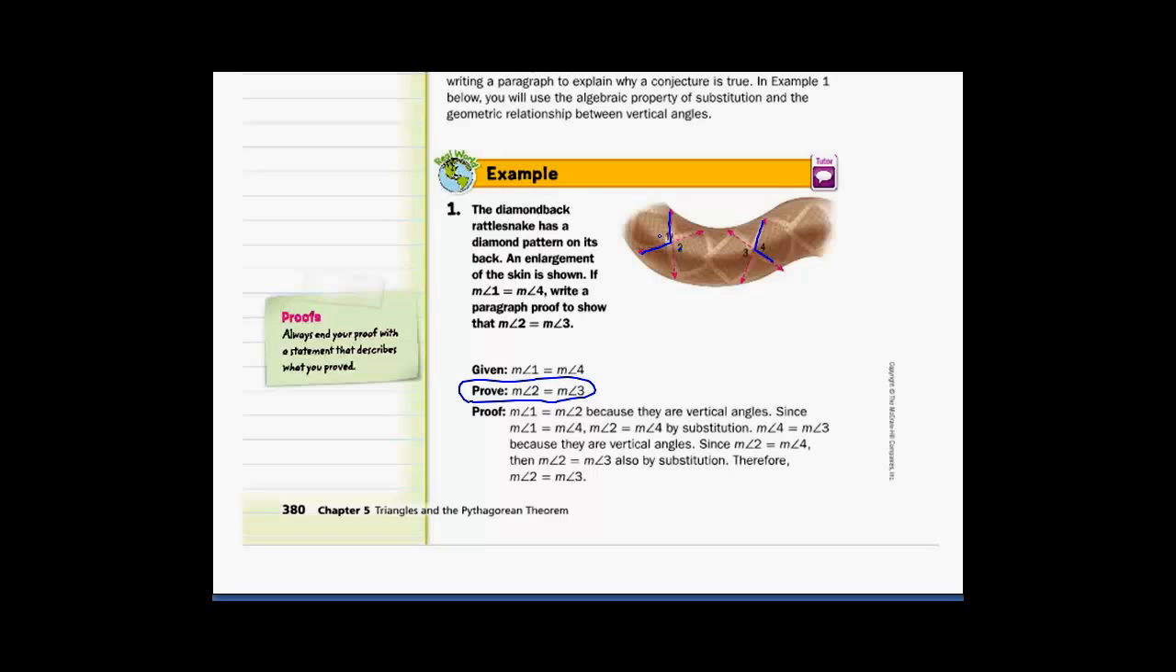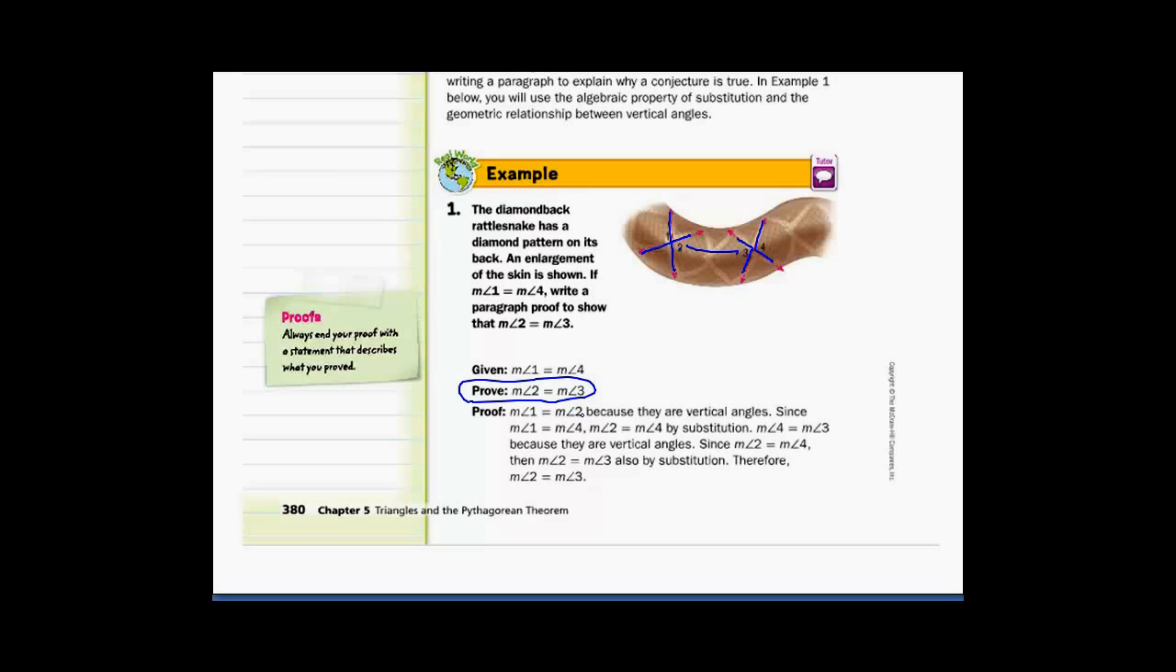So if 1 is vertical to 2, that means 2 and 1 have to be equal. 4 and 3 are vertical, so that means these are equal to each other. So if 1 and 4 are equal, and if 1 is equal to 2 and 4 is equal to 3, then that means 2 and 3 have to be equal. So that's what we talked about here.